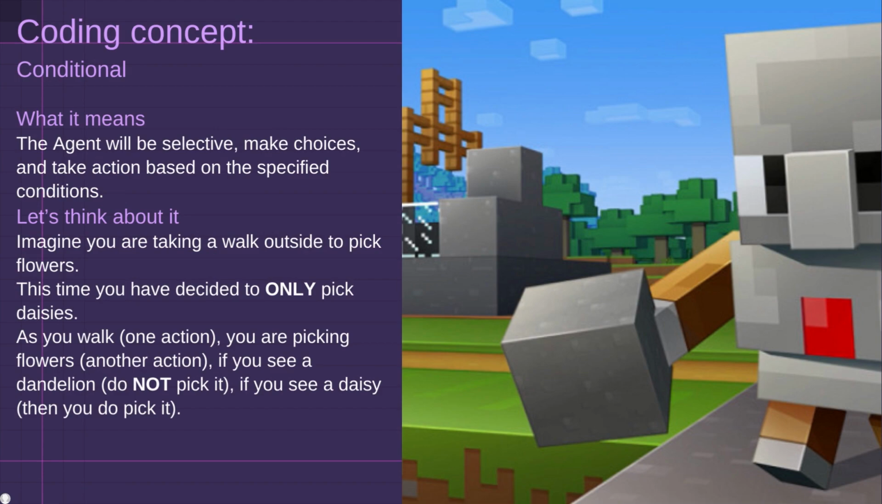Let's review our coding concept of conditionals, what it means. The agent will be selective or make choices and take action based on the specified conditions. So let's think about this. Imagine you are taking a walk outside to pick flowers. This time you have decided to only pick daisies. As you walk, which is one action, you are picking flowers, another action. If you see a dandelion, do not pick it. If you see a daisy, then you pick it. So that condition is, if it's a daisy, pick it. If it's not, don't. So he's got to make a decision based off of that.